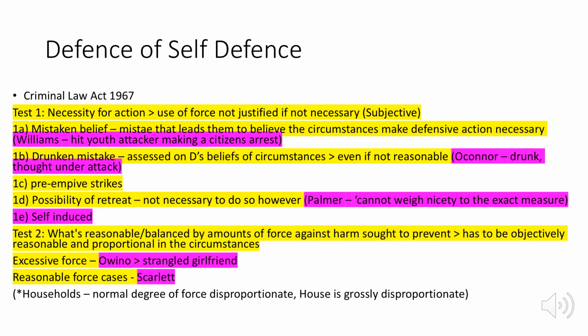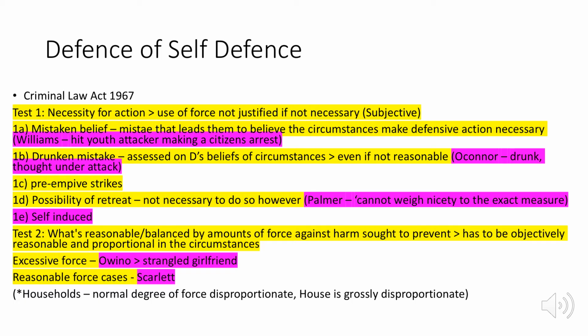So this was seen in Williams, who hit a youth attacker, making a citizen's arrest. You've also got drunken mistake, 1B, assessed on D's beliefs of circumstances, even if not reasonable, O'Connor. You've got 1C, preemptive strikes, D, possibility of retreat. However, it's not necessary to do so. This was seen in Palmer. You cannot weigh the nicety to the exact measure, and 1E, self-induced.